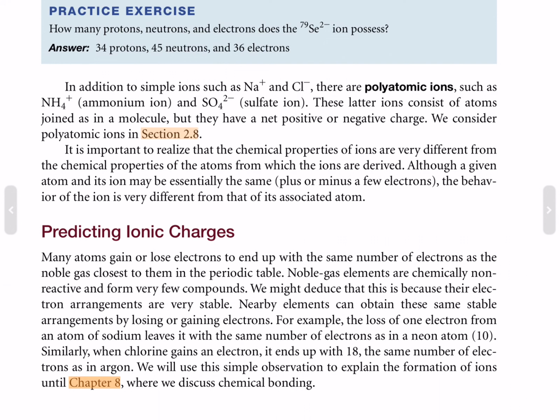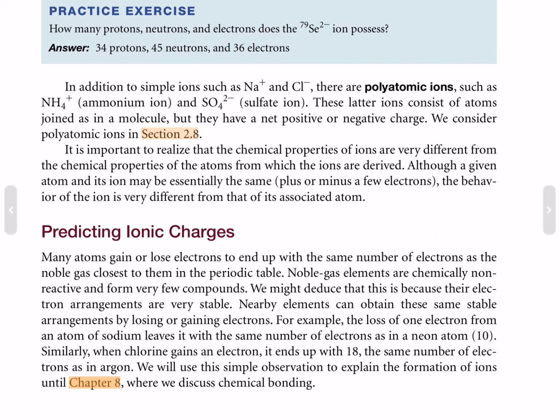Predicting ionic charges. Many atoms gain or lose electrons to end up with the same number of electrons as the noble gas closest to them in the periodic table. Noble gas elements are chemically non-reactive and form very few compounds. We might deduce from this that their electron arrangement is very stable.